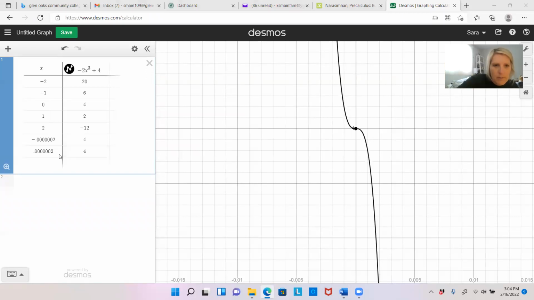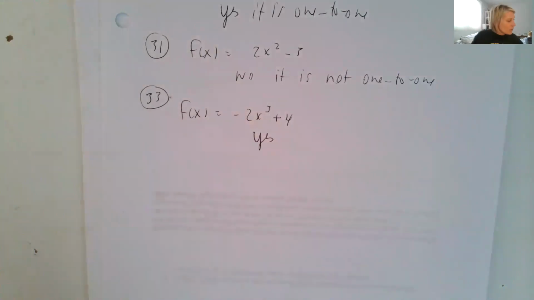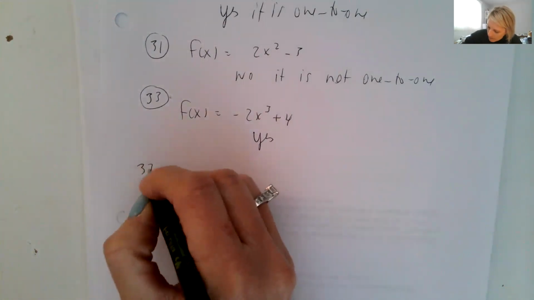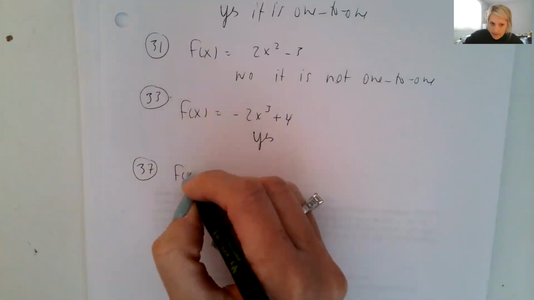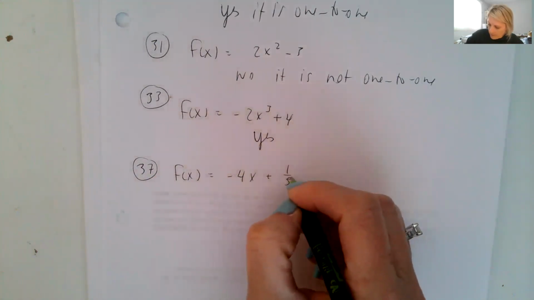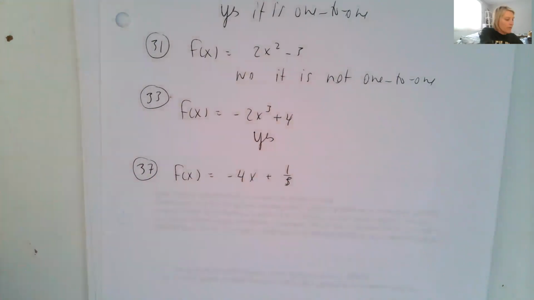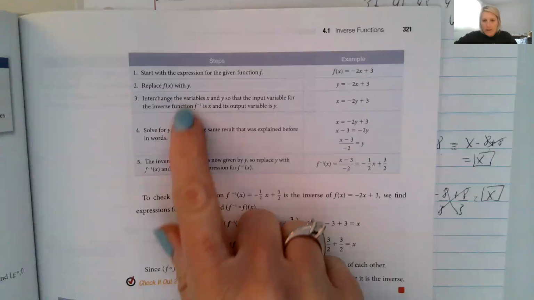So let's go back to my paper, because we're on the next ones. On the next ones, we are actually going to find the inverse, on numbers 37 and 41. So we're going to start with 37. 37 is the function f of x equals negative 4x plus 1/5. Now, if you go to page 321, 321 gives us the steps.